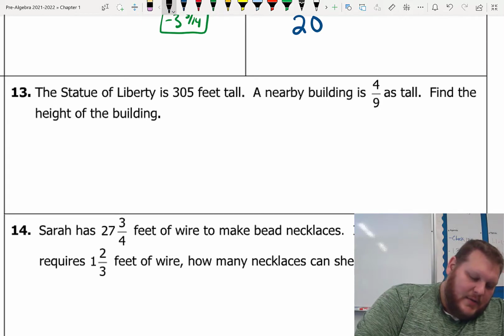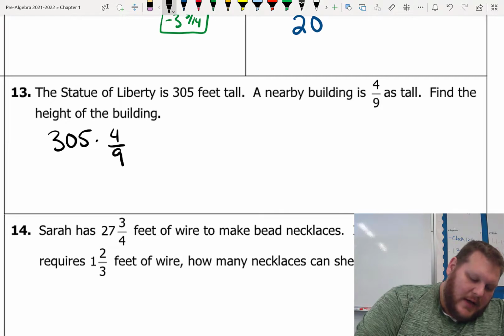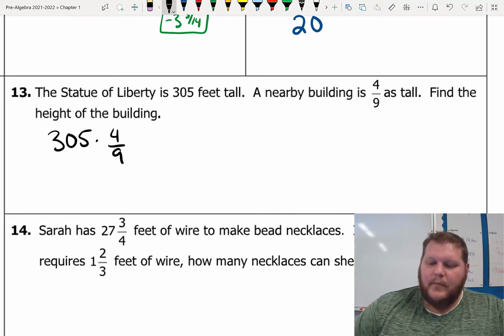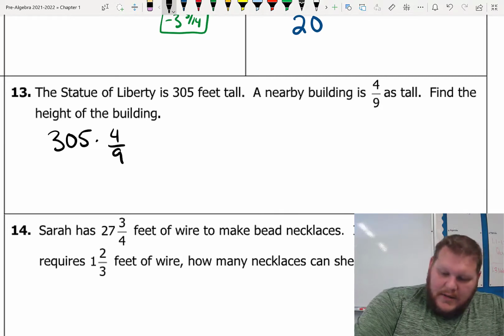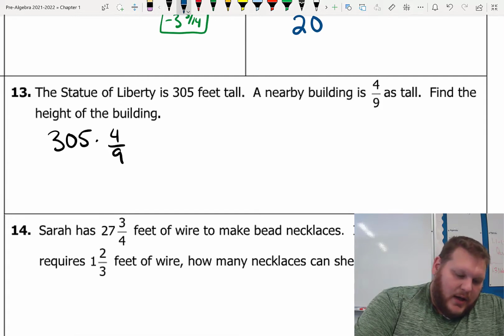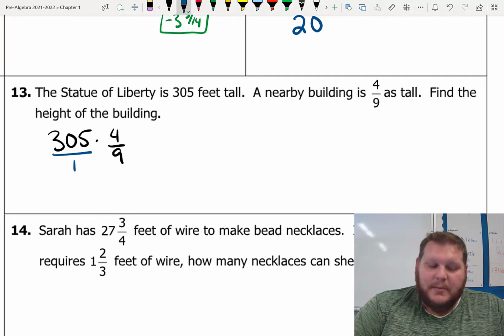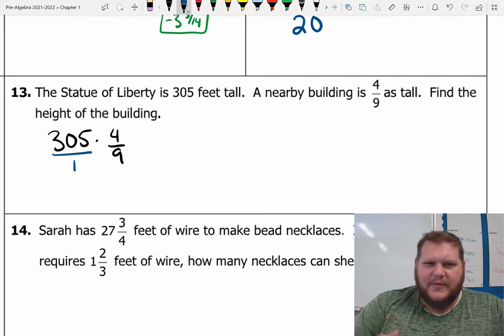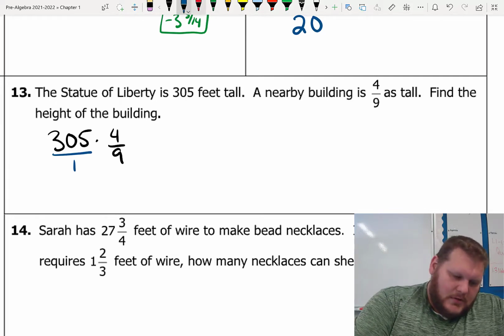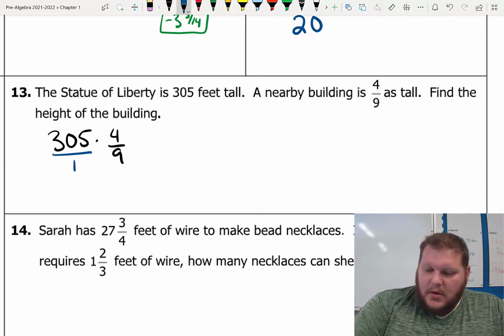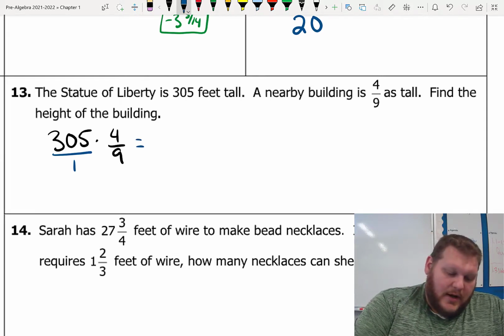So setup-wise, we would have 305 times 4 over 9, which, if it's a whole number and you want it to be a fraction, you would just put it as a fraction over 1. So when we evaluate this, we multiply these together.